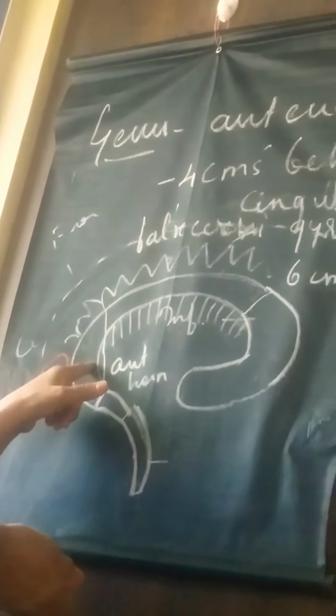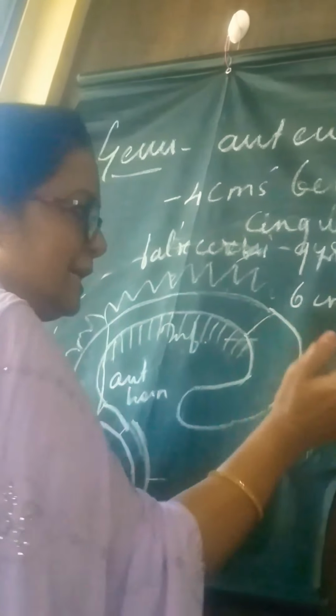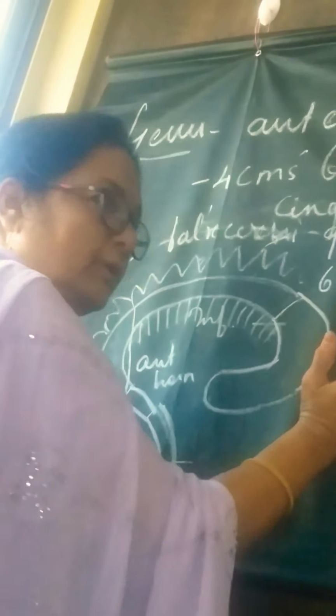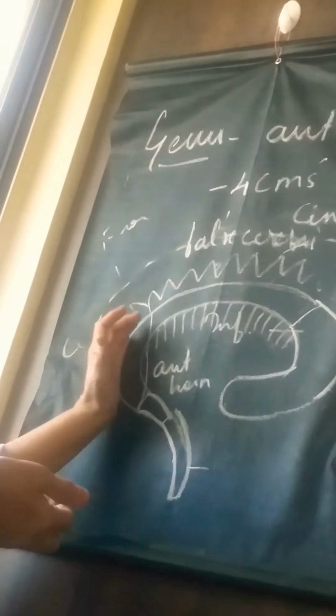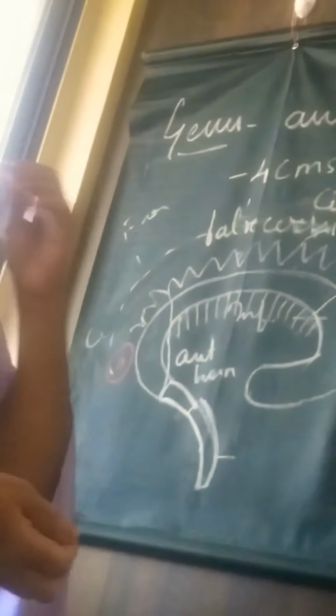If you draw the outline of the cerebrum this way, here is the frontal part and this is the occipital part. So the genu lies 4 centimeters behind the frontal pole and the splenium lies 6 centimeters in front of the occipital pole. Understood?